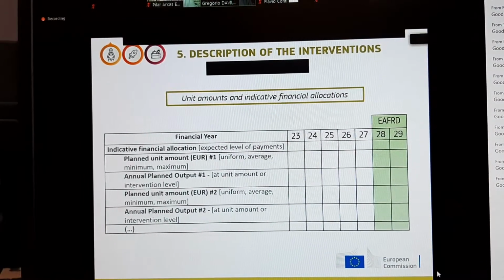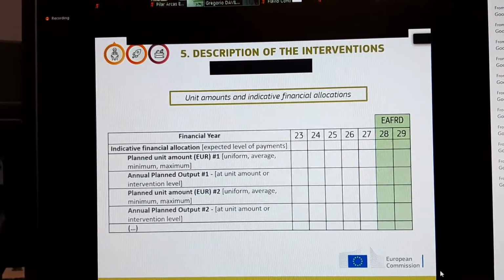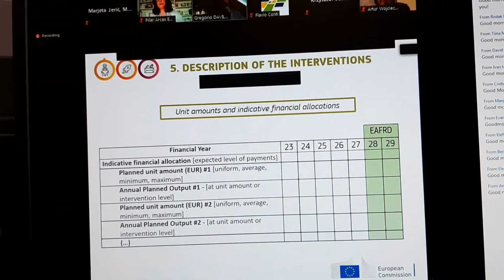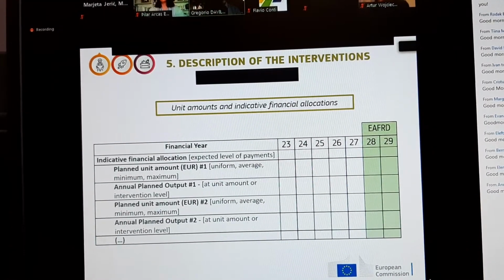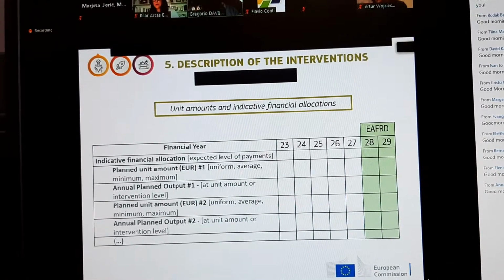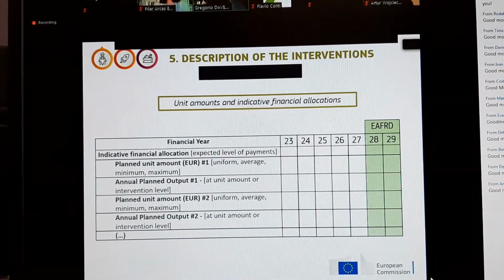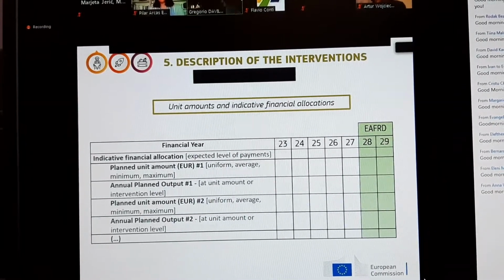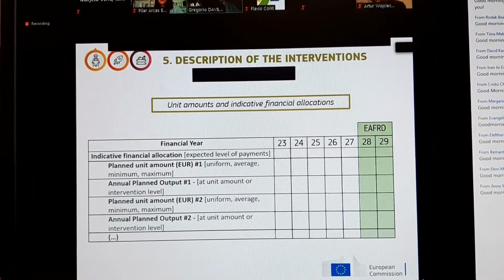indicative financial allocation. This is a quite simplified table that we have prepared for you. It's just to explain a bit, or to highlight that the indicative financial allocations are the expected level of payments. This has been changed by the Council, and we think it's a good change because it clarifies a bit better that there are no ceilings for rural development. There are no clear-cut financial allocations to be spent on a given year. There are expected level of payments that have to be indicated, and they are not binding.